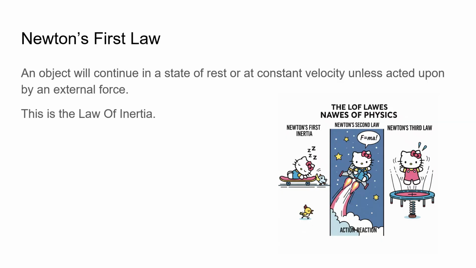Newton's first law is the law of inertia. It says that an object will remain at rest or keep moving in a straight line at constant velocity unless acted upon by an external force. For example, a hockey puck sliding on ice keeps moving until friction or another force acts on it.